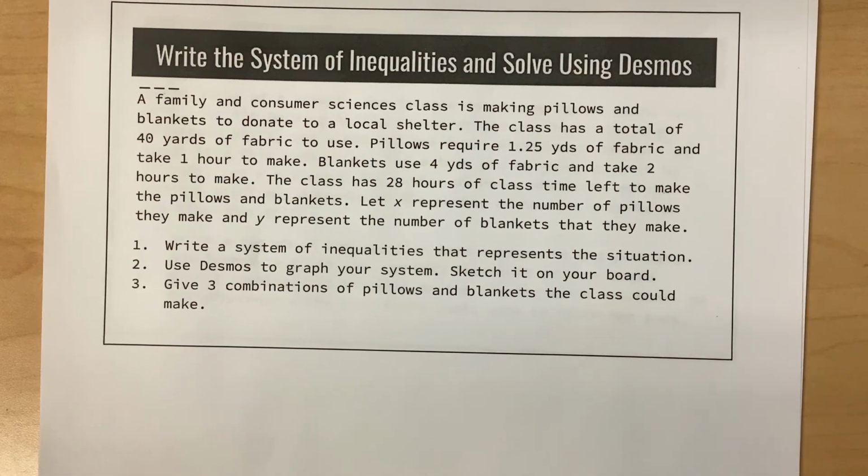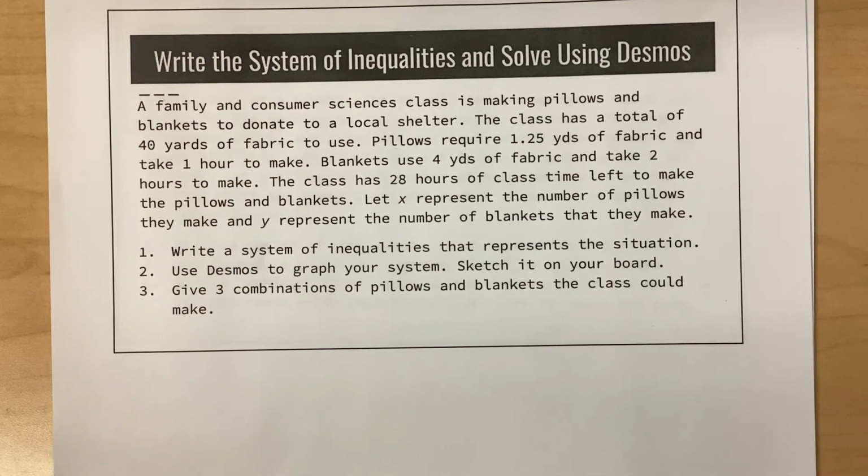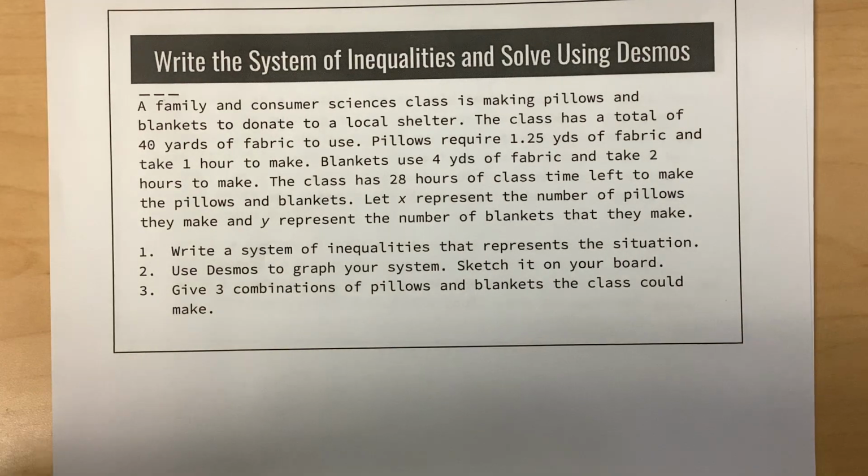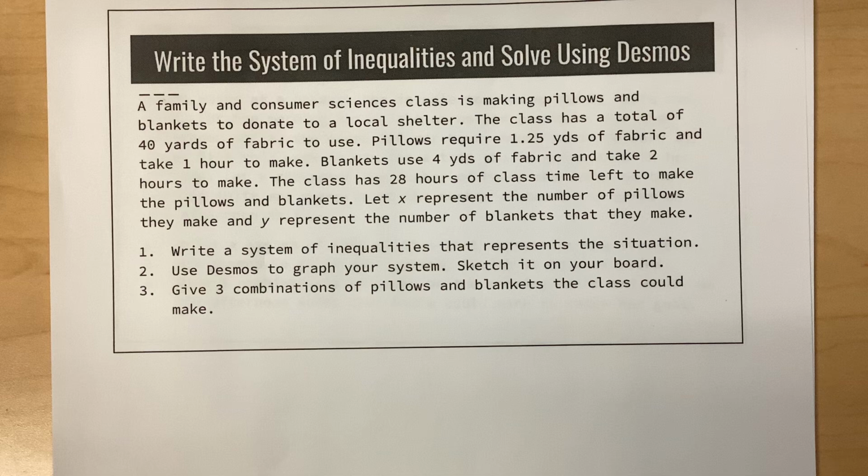A family and consumer sciences class is making pillows and blankets to donate to a local shelter. The class has a total of 40 yards of fabric to use. Pillows require 1.25 yards of fabric and take 1 hour to make. Blankets use 4 yards of fabric and take 2 hours to make. The class has 28 hours of class time left to make the pillows and blankets. Let X represent the number of pillows they make and Y represent the number of blankets they make.